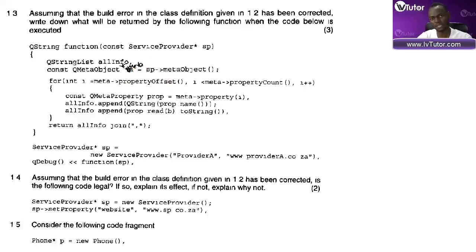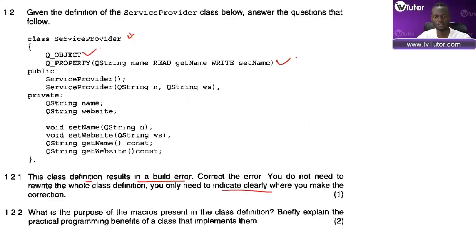What I'm talking about is this part, because others have asked, what's the difference between meta.propertyOffset and i equals 0? If you say for int i equals 0, it simply means you want to loop through all the properties. If you use for int i equals meta.propertyOffset, it means you want to ignore all the properties that are inherited. You only want to focus on the properties within that class. What am I talking about? Let's go back to this question.